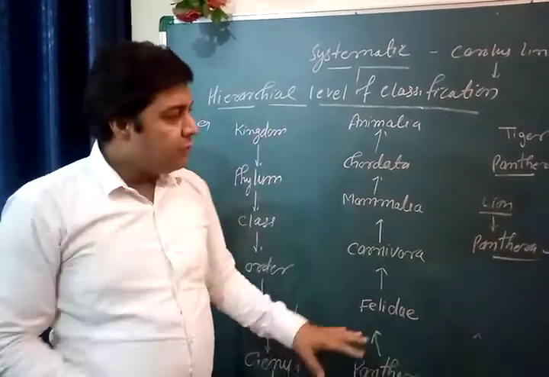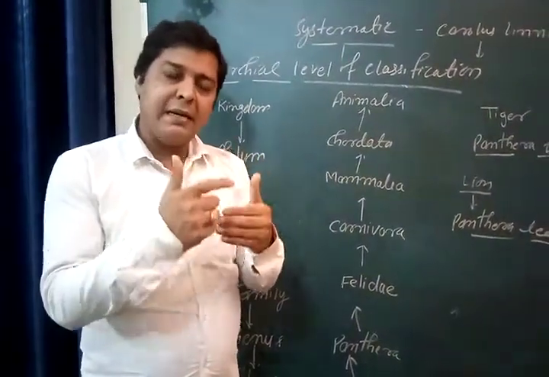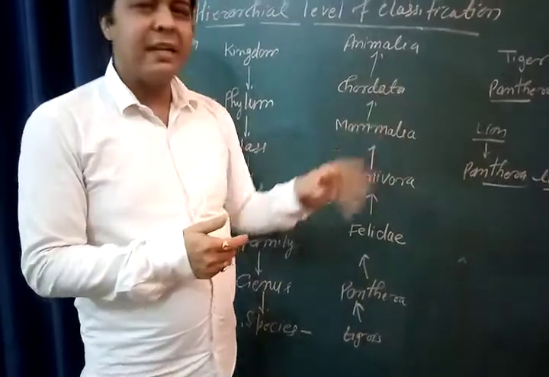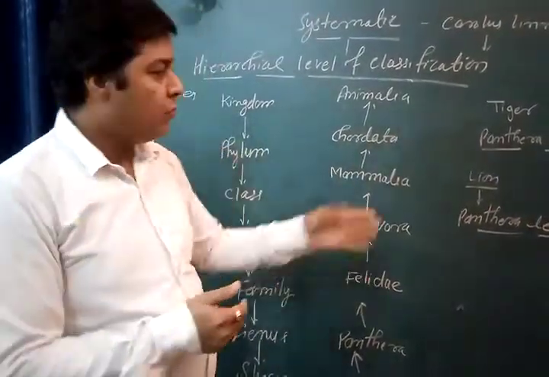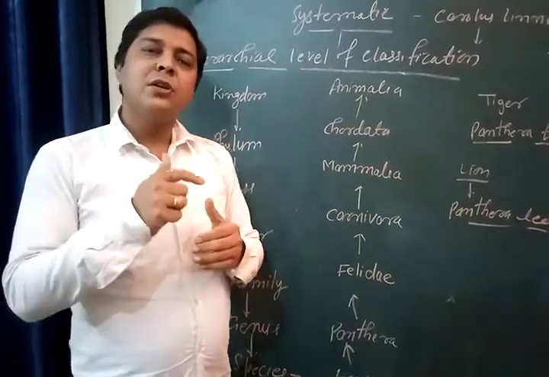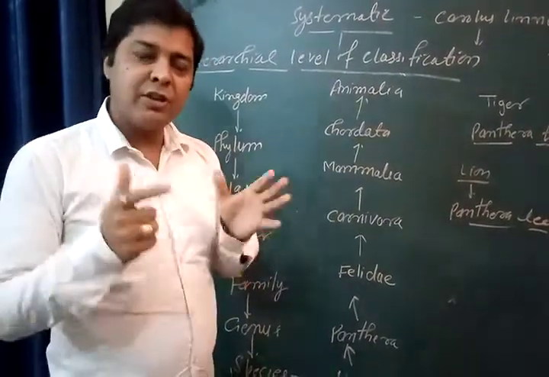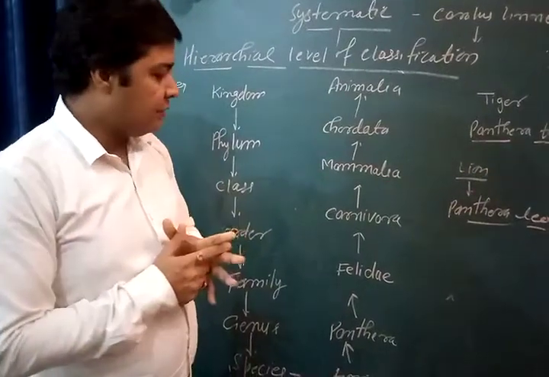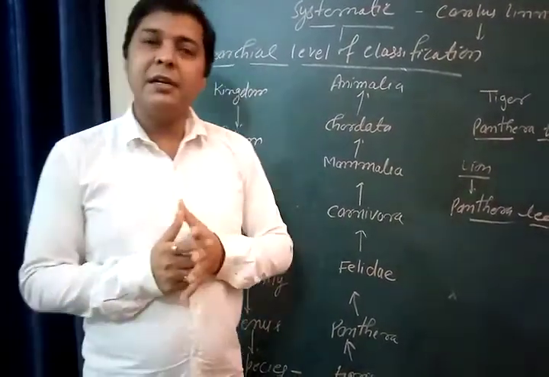So in this way you try to find out the different hierarchical levels of classification of different organisms, like mango, human beings, Triticum, Pisum, whatever. It depends on your work. Just try to find out the different hierarchical levels of classification. So this is, I think, clear to everybody.